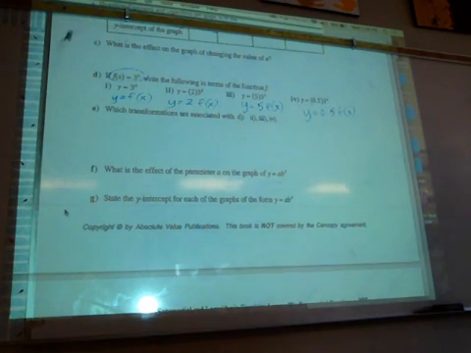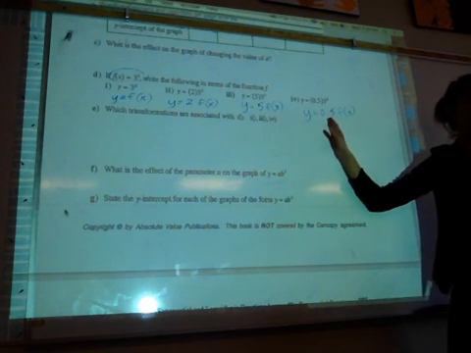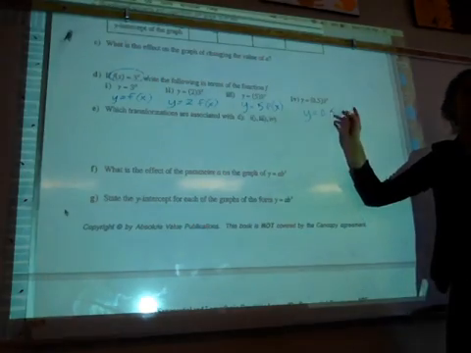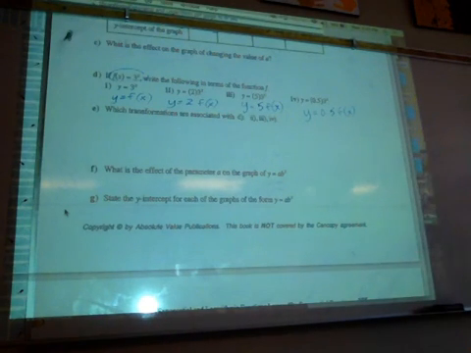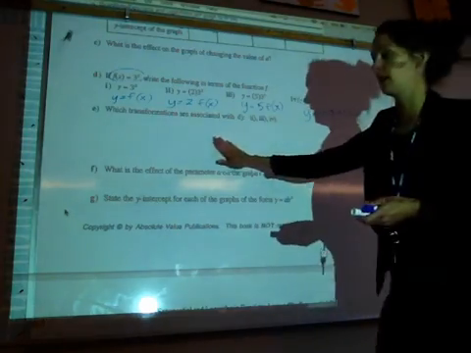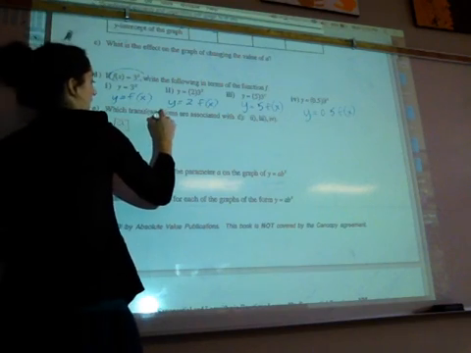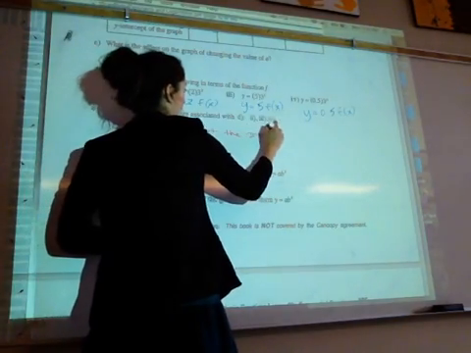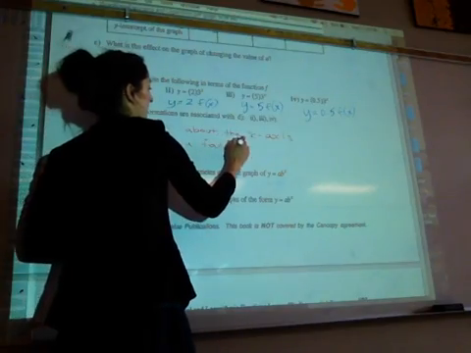Now you have your unit test coming up on Friday, so the value that's in front of the function, what parameter is that? Or what does that parameter do in front of the function? Vertical stretch about the x-axis by whatever a is equal to. Okay, so that's basically part E. Vertical stretch about the x-axis by a factor of a.